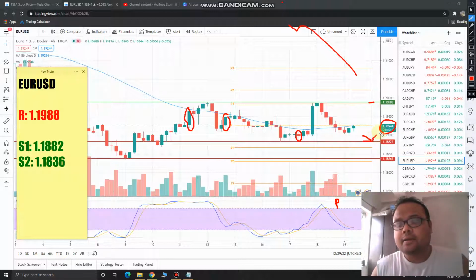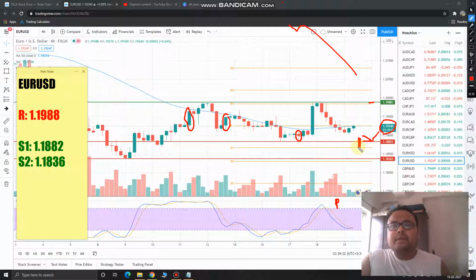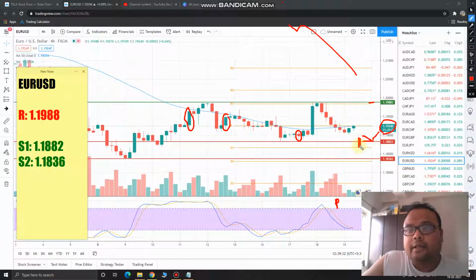Once you get a confirmation that yes, price is not ready to go down further, in that case you can just buy here. And in case the market crosses this level, just make sure that price is being supported by volume. If you see that yes, the market is being dominated by sellers right now, then you can short the market here.